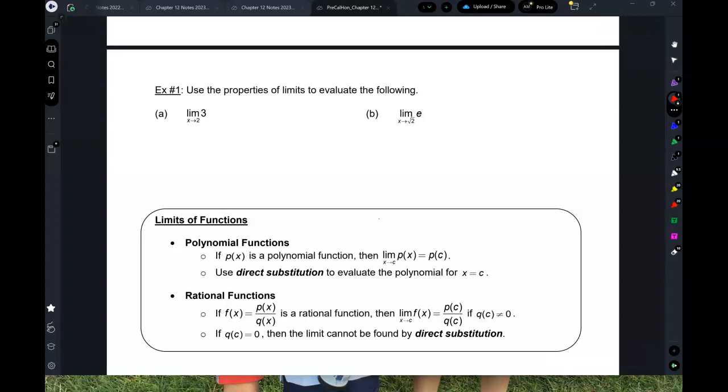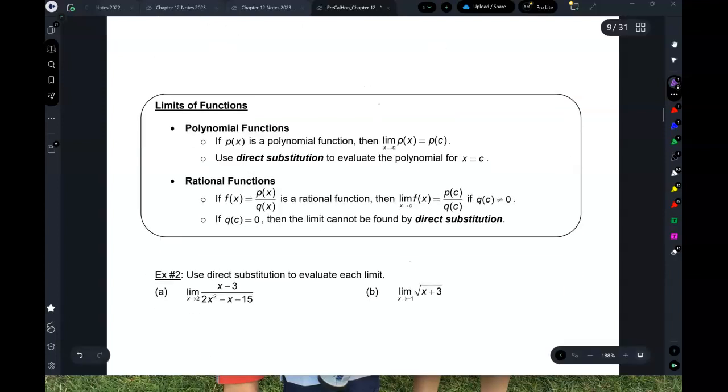So here we have the limit as x approaches 2 of 3. What will that be? 3. The limit as x approaches root 2 of e. Now, e is also a constant. It's just 2.718, and so on. So this will just be e, because whether it's 3 or 2.57 or e, it's the same.